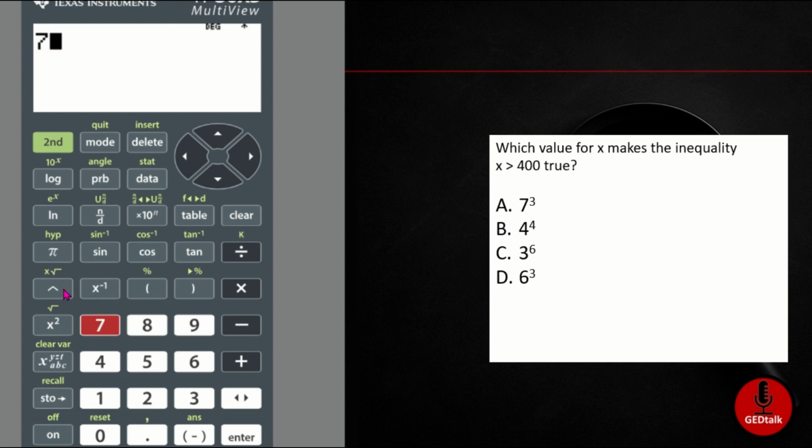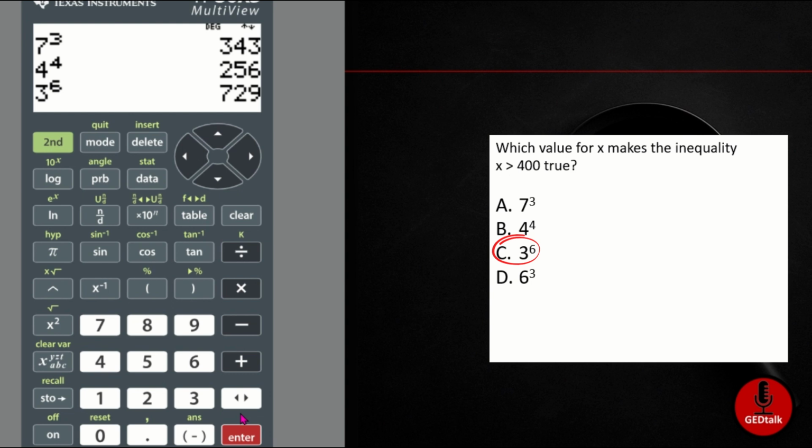So A is 7 raised to the power of 3, enter, and you get 343. Okay, well, we need to find the answer where the number that pops up after you do the power is greater than 400. A is not greater than 400, so it's out the window. Let's do B. 4 raised to the power of 4 is 256. Nope, that's not it either. C. 3 raised to the power of 6 equals 729. Is 729 greater than 400? Absolutely. So guess what, folks?